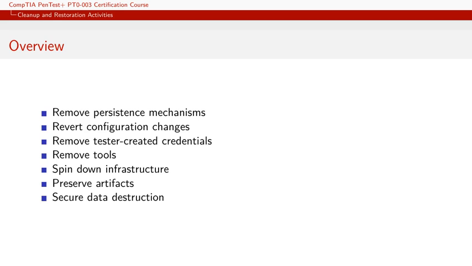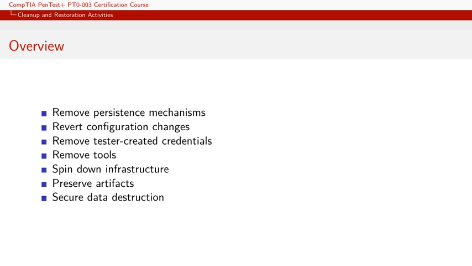It's also crucial to remove any tester-created credentials. This step is vital to prevent unauthorized access using temporary accounts or credentials created during the pen test. Don't forget to remove any tools you deployed. Leaving testing tools behind can pose a significant security risk. Spinning down any infrastructure you've used is also necessary to avoid unnecessary costs and potential security issues. This might involve decommissioning virtual machines or other resources utilized during testing.